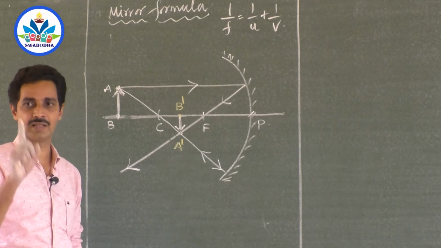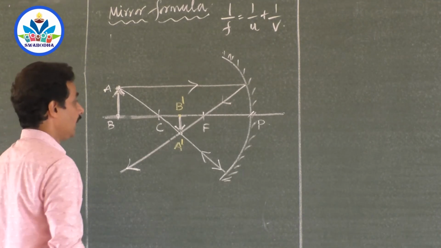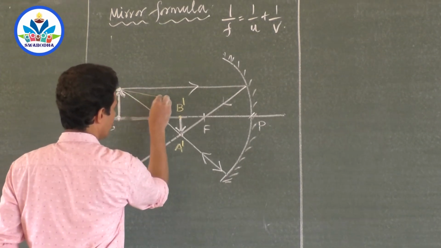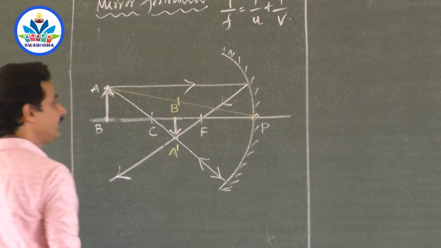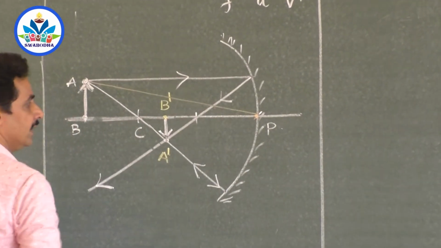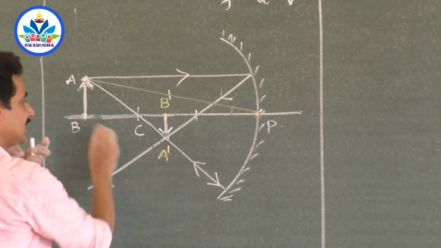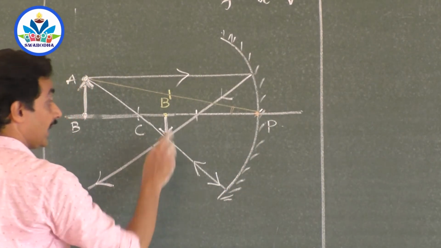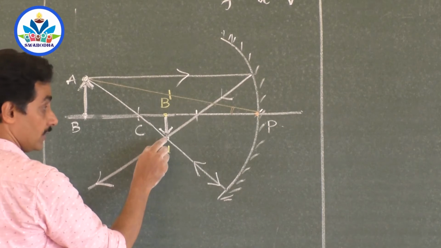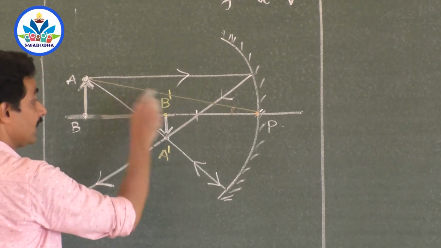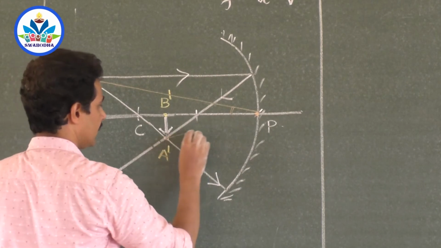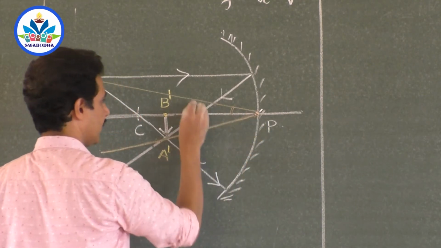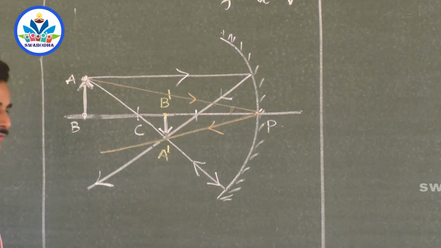For the derivation purpose, I'll consider one more ray that is incident on the pole at some angle, like this. After reflection, it should pass in such a way that the angle of incidence equals the angle of reflection, because this is the normal, as it passes to the center. Of course, I choose this ray at the end because it should pass here also. All the rays should produce the image here only. So this is the reflected ray, right? It reflects back like this. So I have chosen three rays.